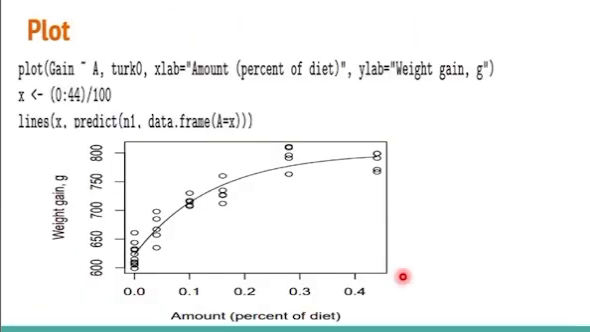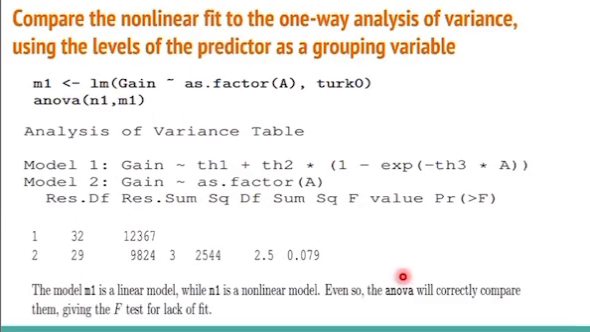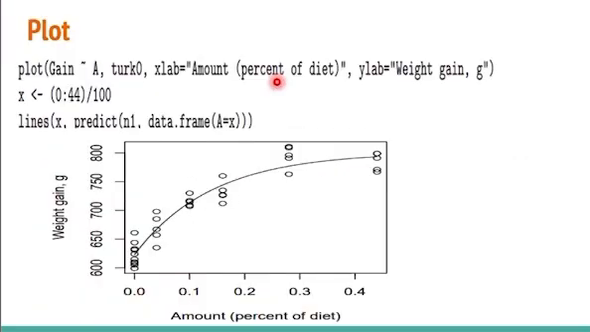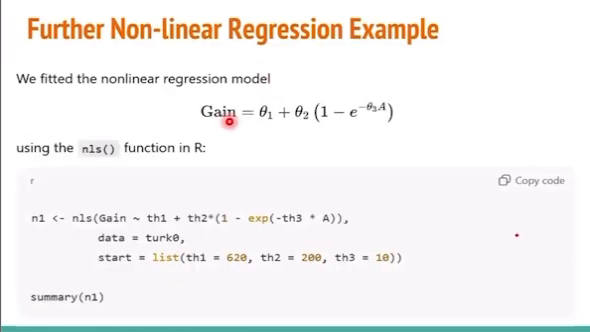Now, let me tell you this. M1 here is using analysis of variance because diet is categorical. That was why you see as.factor. The name of my data is talk0. If I fit M1, the analysis of variance model, it is linear in parameters. Does that make sense? But the one we fitted before is non-linear.